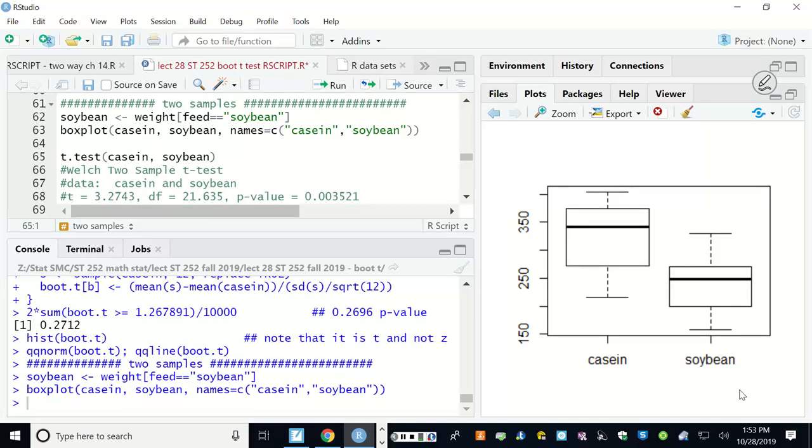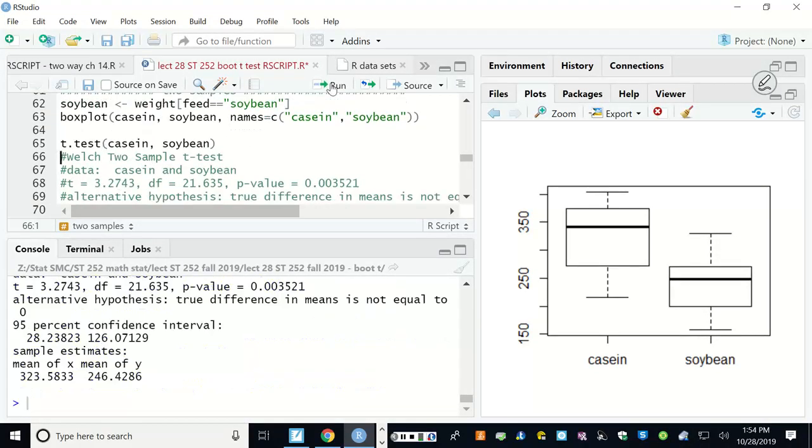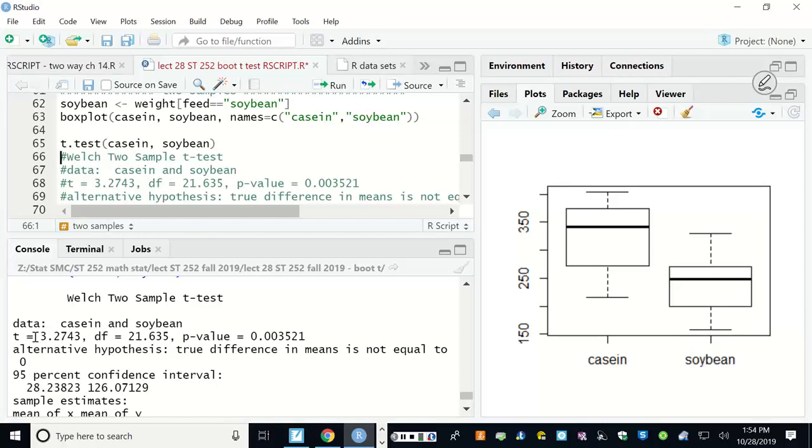So casein and soybean, these kind of look different, right? But it's a small sample size. This one's a little bit skewed, this one's a little bit skewed, kind of in the same way, right? But maybe not as much. Neither of these samples is really too bad. I don't think most people would object strongly if you gave the t-test results, but we can see it's a little bit different. The t-test results here give us a t-value of 3.27. The p-value is 0.0035, so that is significantly different. So this is significantly higher. We judge that because the p-value is small.